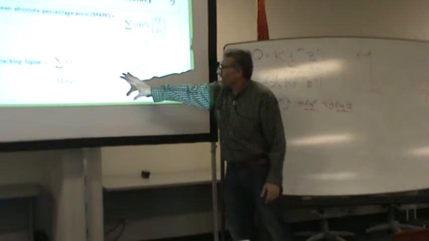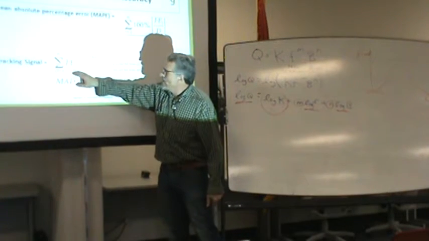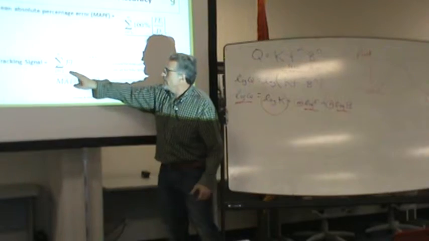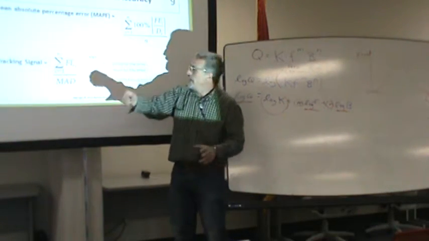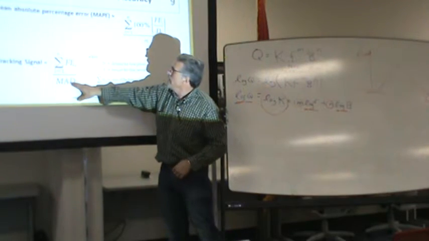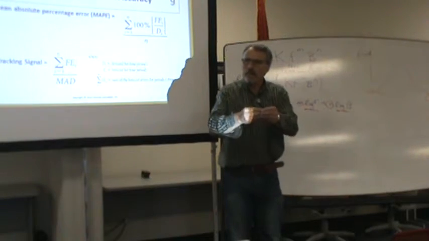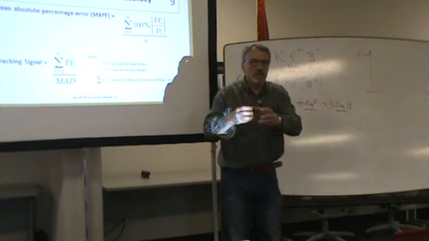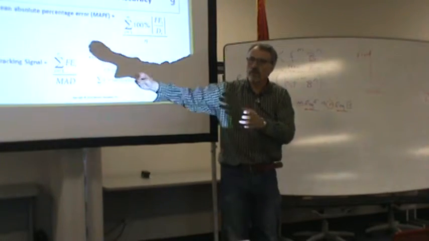And then a tracking signal is, the way I interpret this, sort of a cumulative error. You're summing from 1 to n of each of your errors, and then you're dividing it by the mean error. So it's sort of, as I'm going along, how am I getting off as an aggregate. And that's why they call it a tracking signal. How well am I tracking as I'm cruising along?